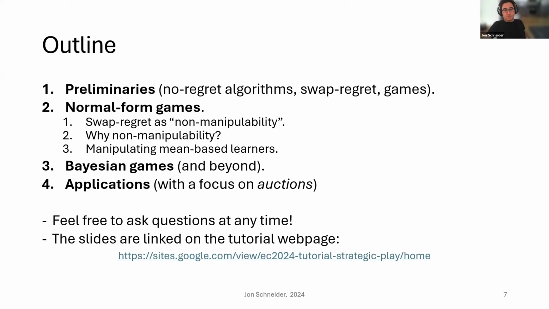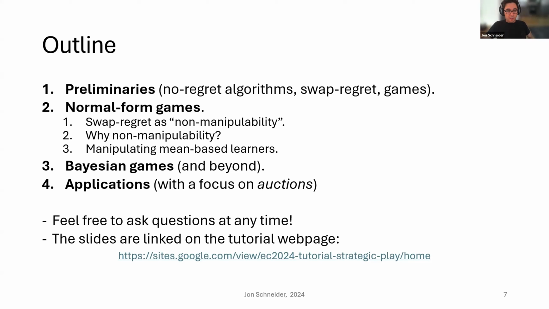Now, there's a couple things I really want to convey in this part of the talk. One is that this notion of swap regret, which I think historically has been associated with convergence to correlated equilibria, has another good interpretation as a non-manipulability criterion for learners in games. If you design a learner with low swap regret, it's in some sense not manipulable. I'll explain what these words mean in a little bit.